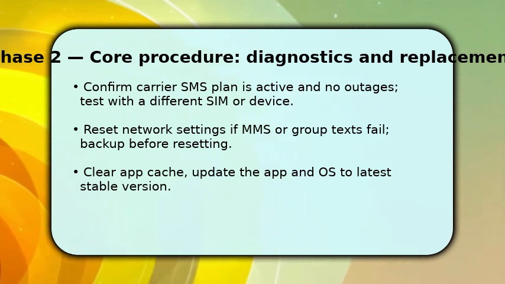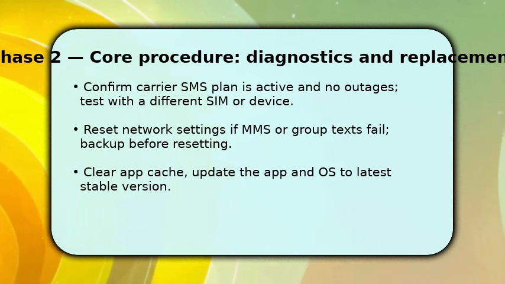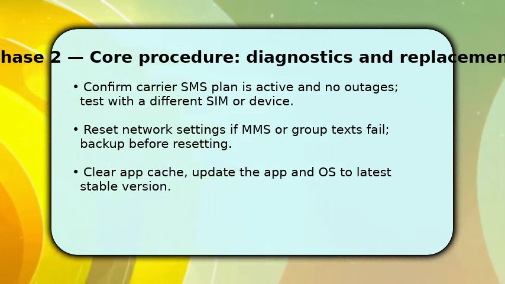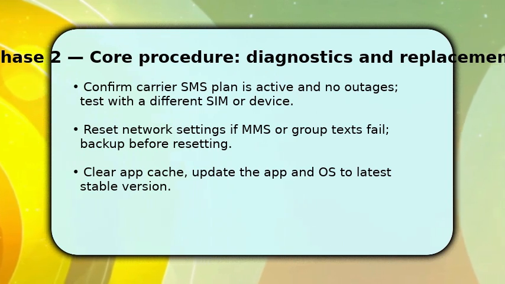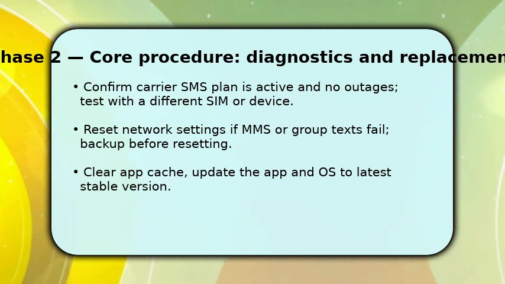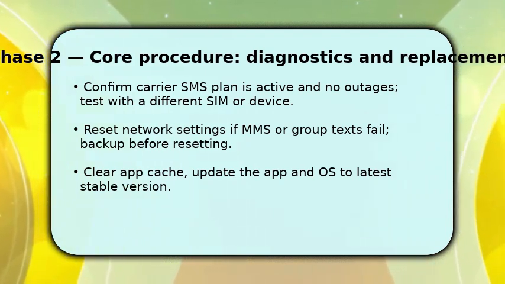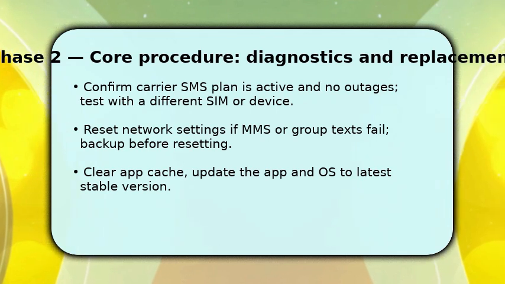If MMS or group texts are the issue, reset network settings. Backup first because saved Wi-Fi and VPN details will be removed. Once done, clear the messaging app cache, then update the app and the phone OS to the latest stable release. These steps resolve protocol errors and compatibility mismatches that block message delivery.